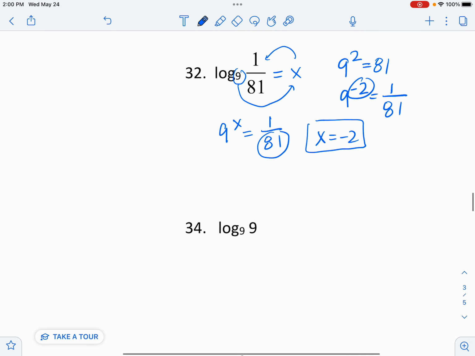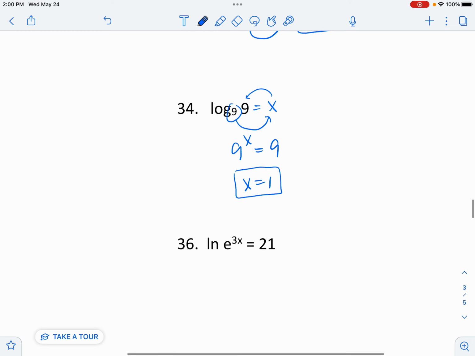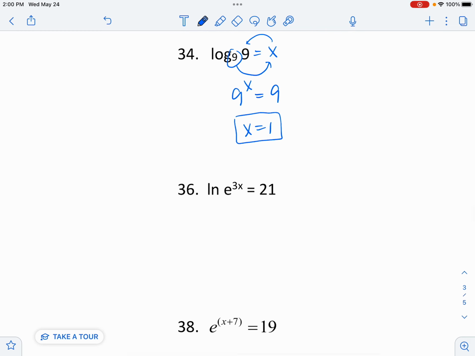All right, number 34. If I set that equal to x, I'm going to have 9 to the x equals 9. That's going to be 1, right? 9 to the first equals 9. So pretty easy, right? All right, now number 36, we did this in class today. Remember, an ln and an e cancel each other out. So you're going to have 3x equals 21. And if you divide both sides by 3, you're going to get that x equals 7.